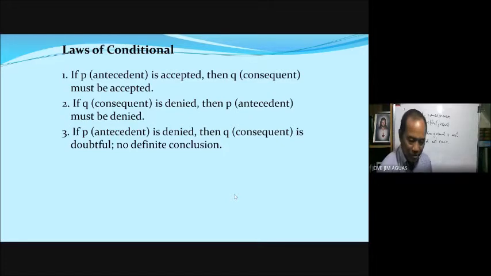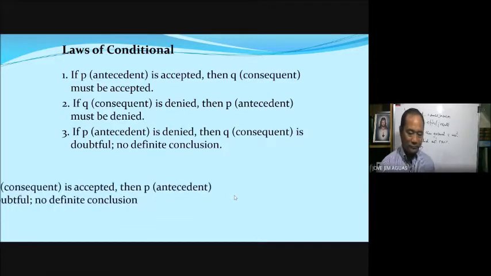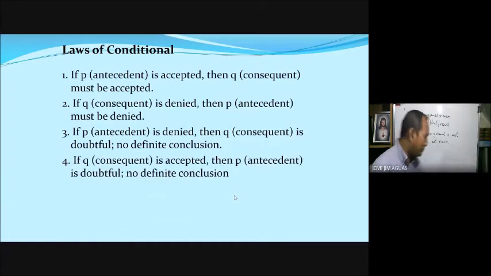Okay? Now let's go to the fourth. If the consequent is accepted, then doubtful, meaning there is no definite, clear conclusion. So it rains and the ground is wet. But then you accept the consequent. You say, the ground is wet.